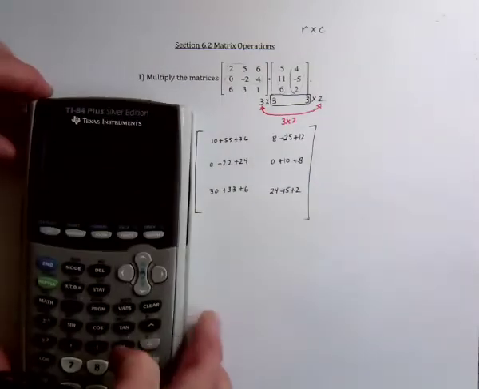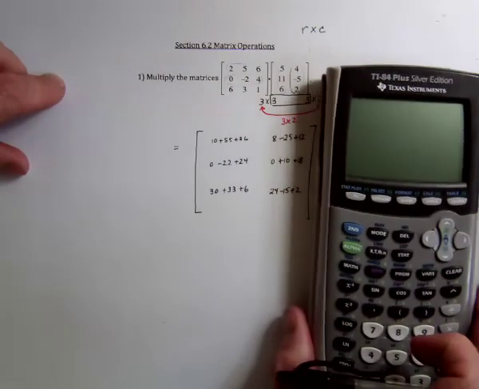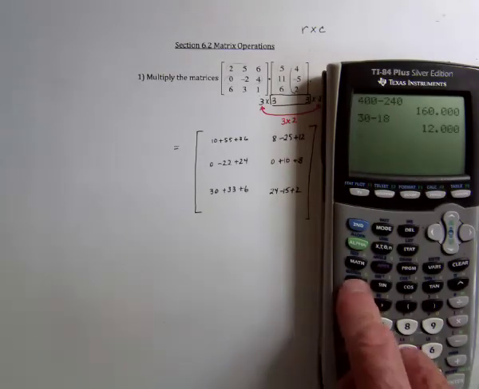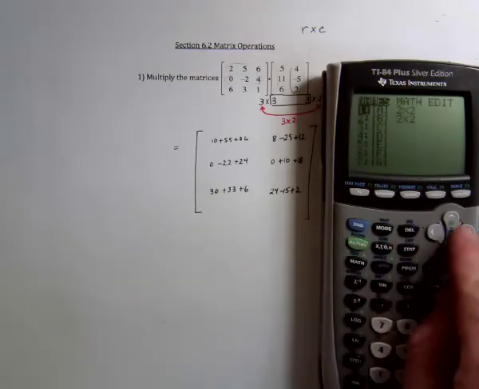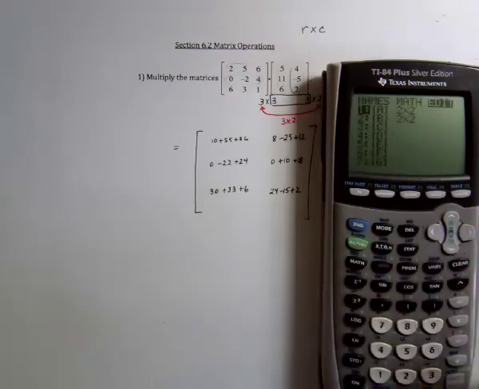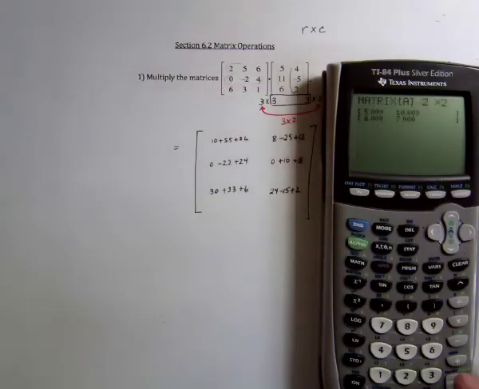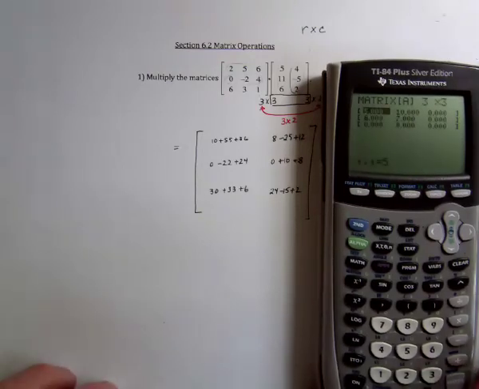And then let me show you just quickly how to do that on the graphing calculator. So over here are matrices. So go to second matrix and move over to edit. And we'll call this one matrix A and this one matrix B. So first of all, matrix A is 3 by 3. So just hit enter each time. And now enter matrix A. So 2, 5, 6, 0, negative 2, 4, 6, 3, and 1.